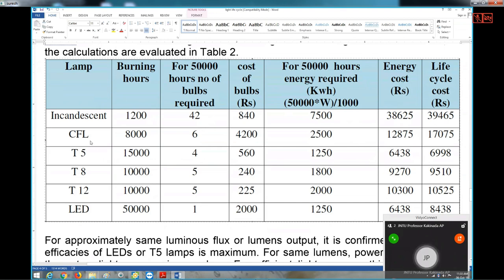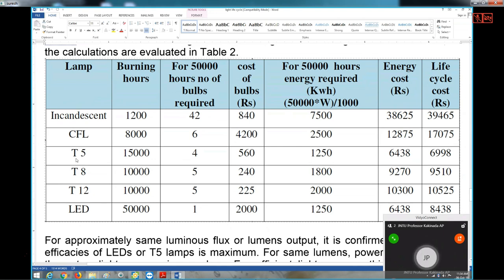Coming to the CFL lamp, the compact fluorescent lamp, burning hours is 8,000 per bulb. In order to have 50,000 hours, the total number of bulbs required is 6. The cost of these 6 bulbs is 4,200. For 50,000 hours, the energy required is 2,500 kilowatt hours. So the energy cost is 12,875 rupees. Therefore, the life cycle cost of the total lamp cycle is 17,075 rupees.